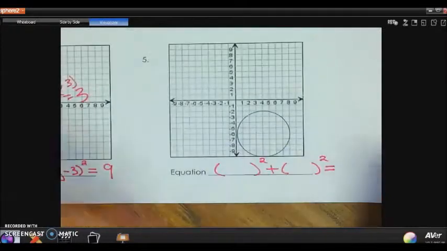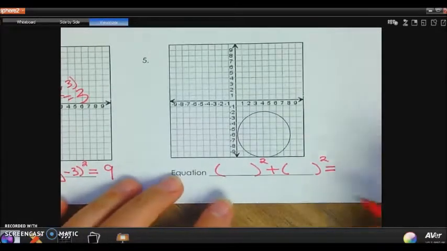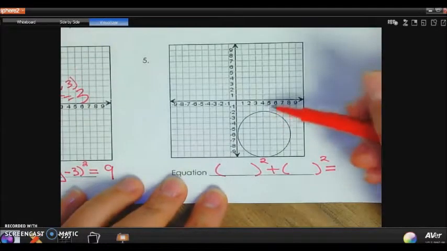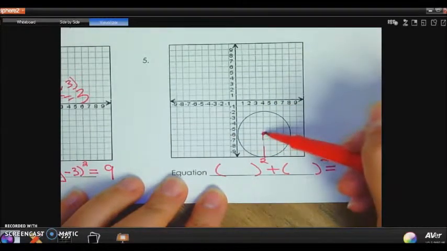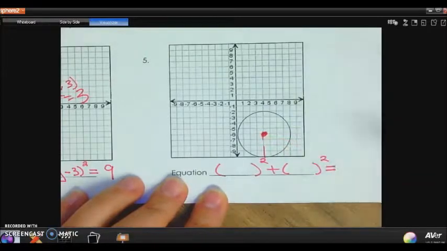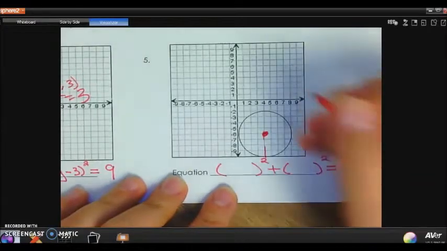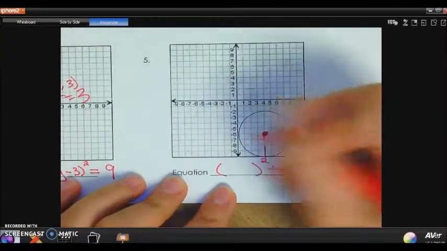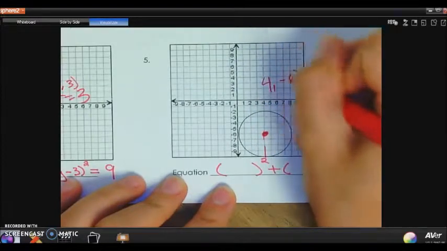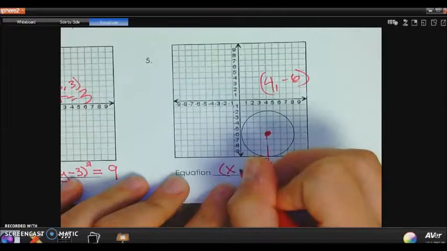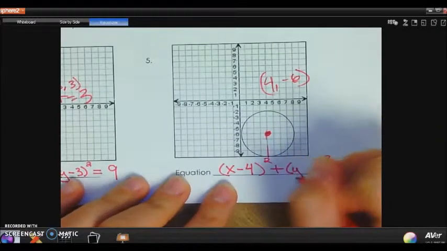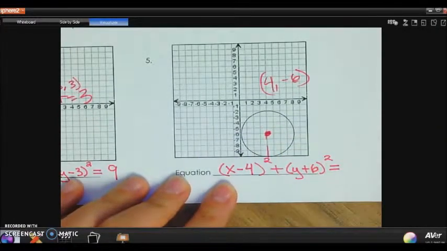Alright, very similarly for number 5. The first thing you want to do is kind of find your center. So it looks like my center is right here. I kind of was putting an X on it to find my center. So it looks like the center is 4, negative 6. So if it's 4, negative 6 as my center, then I do the opposite. So it's going to be x minus 4, y plus 6 for that equation.